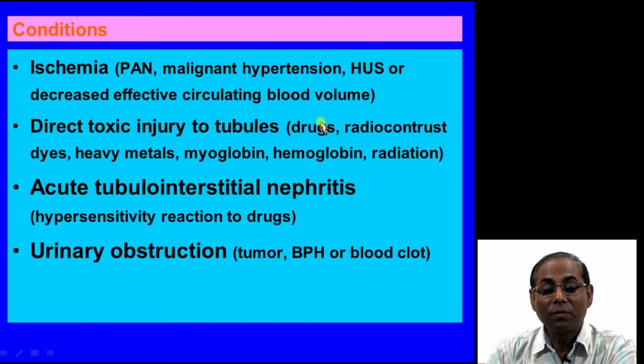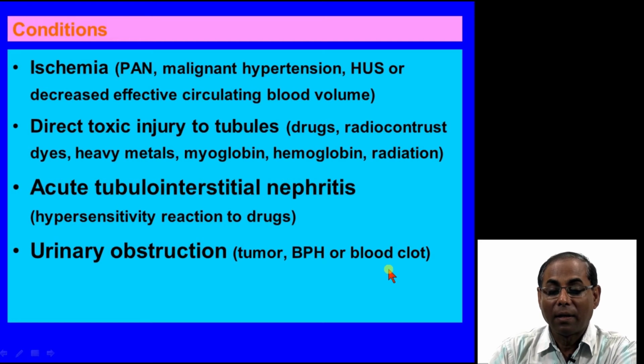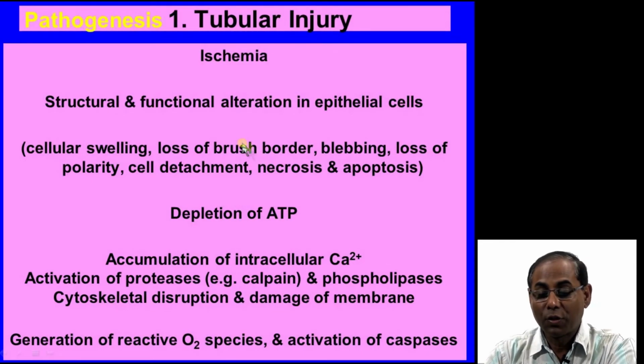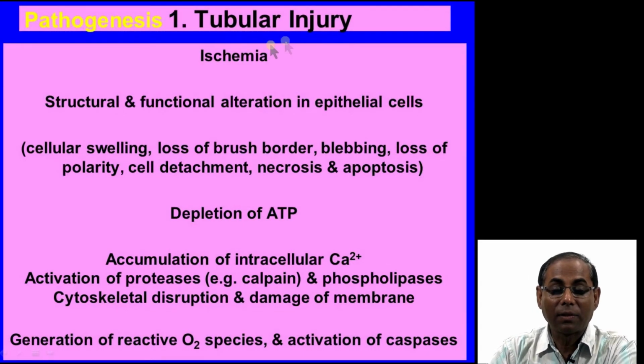And direct toxic injury to the tubules can happen secondary to drugs. There are several tubulotoxic drugs, radio contrast dyes, heavy metals, myoglobin, hemoglobin and radiation. Now, mismatched blood transfusion can also cause tubular injury. Now, acute tubular nephritis may be due to hypersensitivity reaction to a drug, and urinary tract obstruction can also occur, as I told you, from BPH, tumors and blood clot and other causes.